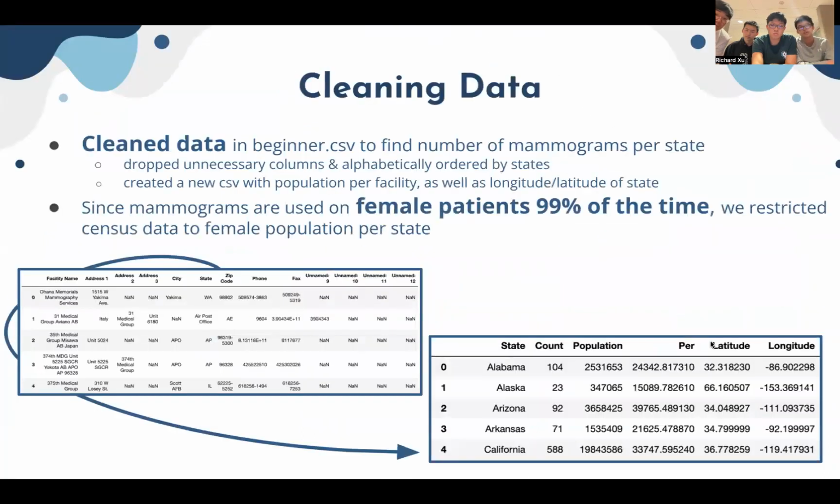So for data cleaning, we clean the data in our starting CSV file to find the number of mammograms per state, drop unnecessary columns, and alphabetically order everything by states. And we create a new CSV with population for facility as well as longitude and latitude of the state. We also noticed that female patients are mostly the people who use these places. So we restricted census data to the female population per state.